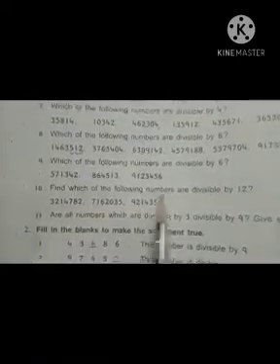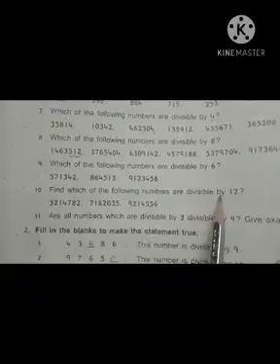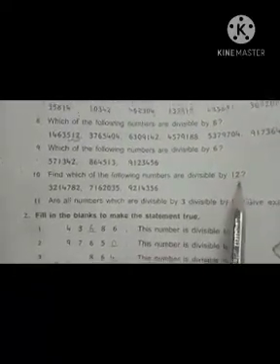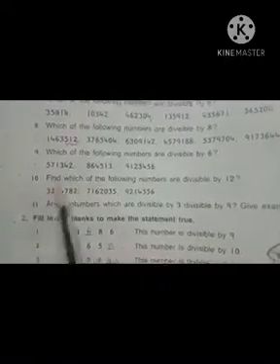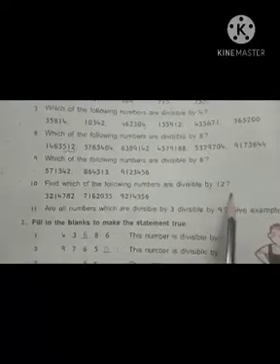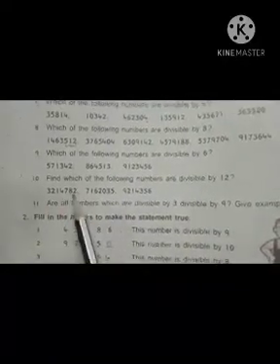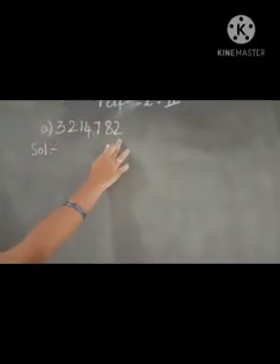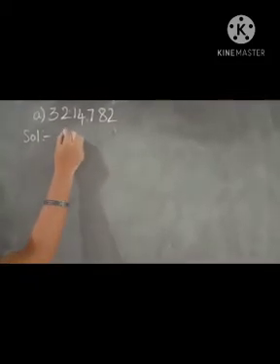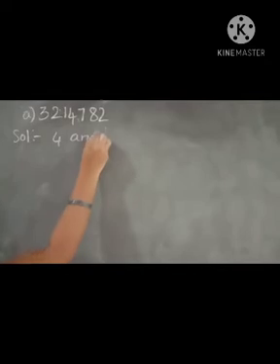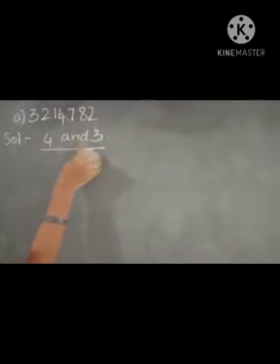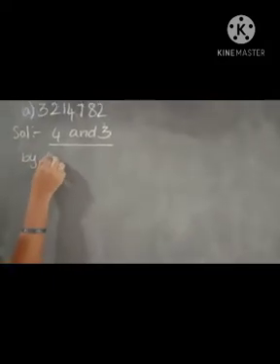Children, 10th one. Find which of the following numbers are divisible by 12. Here we are going to check whether the numbers are divisible by 12 or not. We have to check whether this number is divisible by 12 or not. What is the rule? The number must be divisible by both 4 and 3. This is the rule. First we have to check by 4.